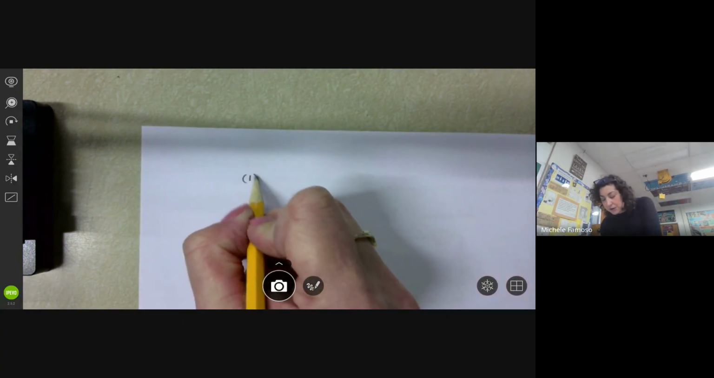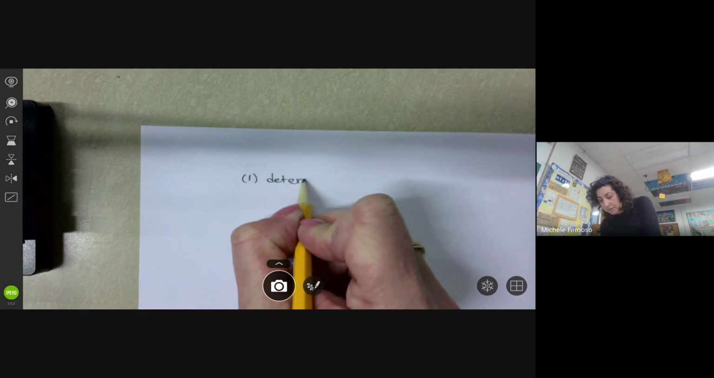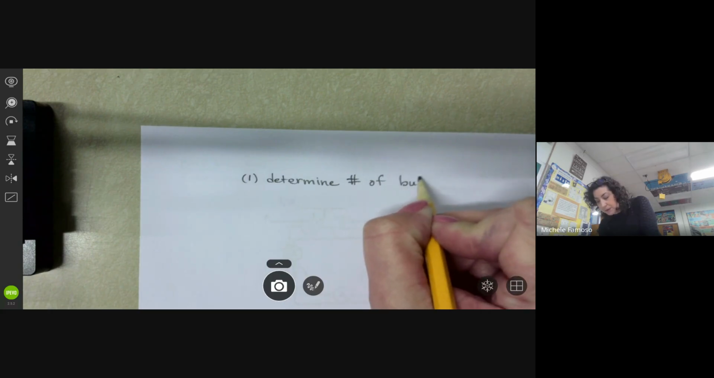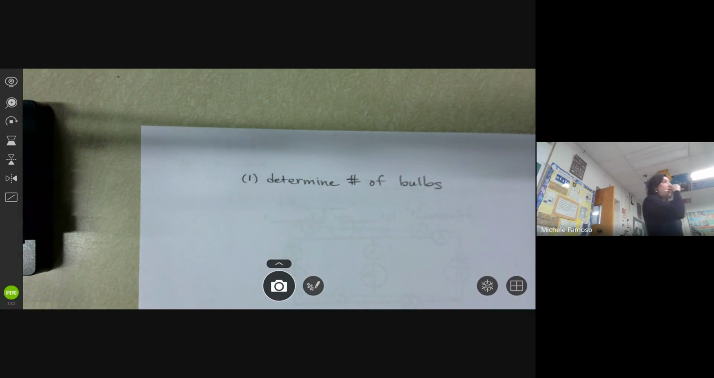So what I would suggest you do, and I'm going to put this on the back, is first determine the number of bulbs. Looking at the number of bulbs will help you figure out, is this simple, series, or parallel? Right? Because the simple circuit's only going to have 1. If there are 2, it's either series or parallel.